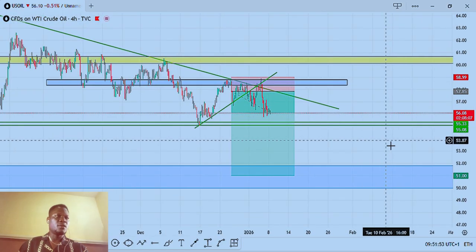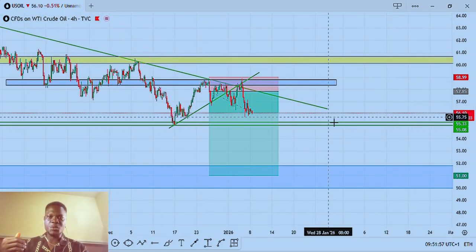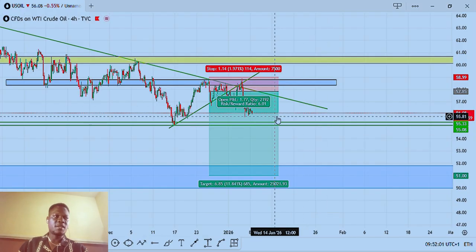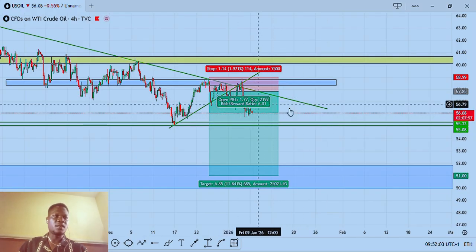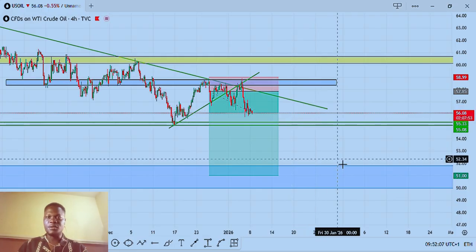That's how I trade. Once my first take profit is triggered, my stops will be moved to break even while I stack in more positions. I've already stacked in more positions on this US oil to take our second profit at 55.3 or $55.